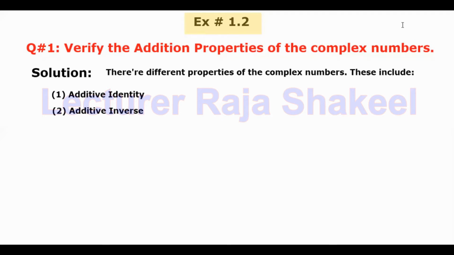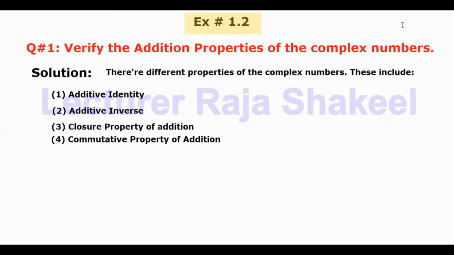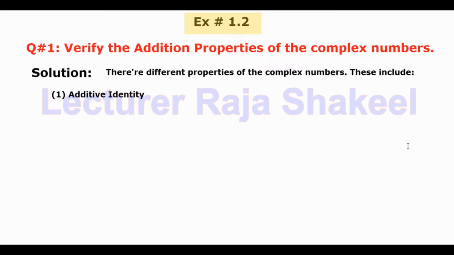These names resemble the properties of the real numbers. Third is the closure property of addition of the complex numbers. Fourth is the commutative property of addition of complex numbers, while the fifth is the associative property of addition of complex numbers. Now we will prove all of these properties one by one.